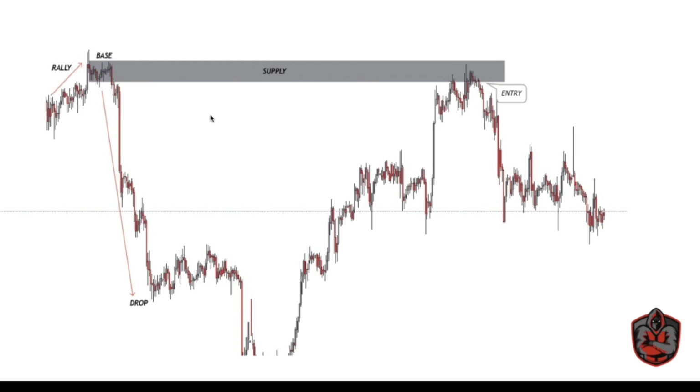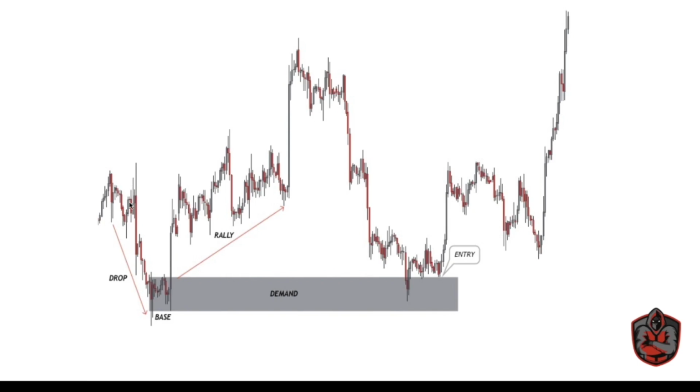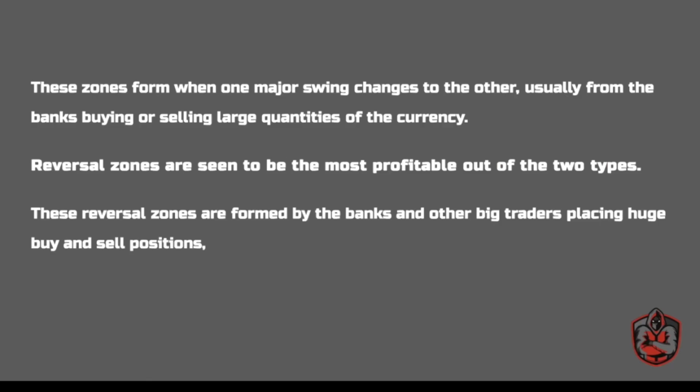Now this is an example here. We have a rally, we have a base, right? And then we have a drop. Price pulls back to fill in this imbalance, mitigate this base, to then continue over to the downside. Another example here. We have a drop, we have a base, we have a rally. Price then pulls back, fills in this imbalance, mitigates that demand, and then moves over to the upside.